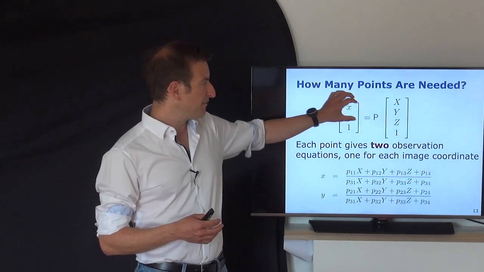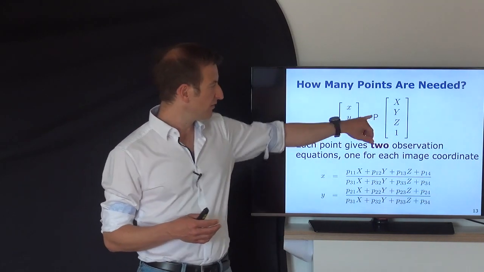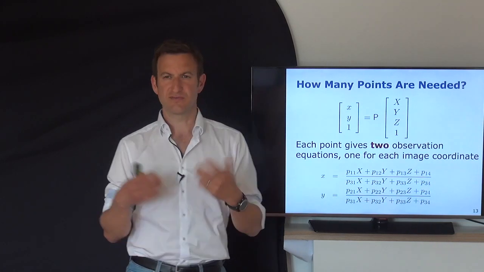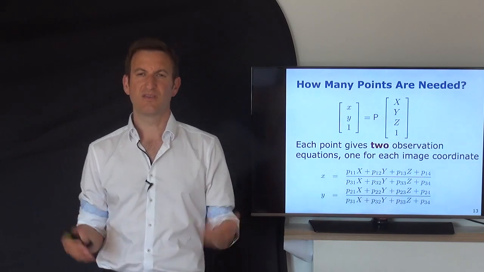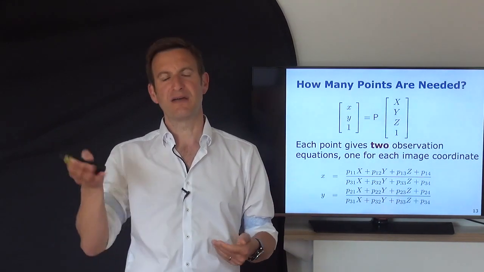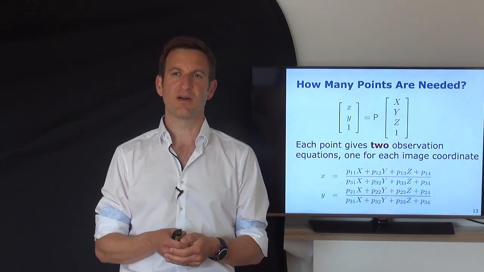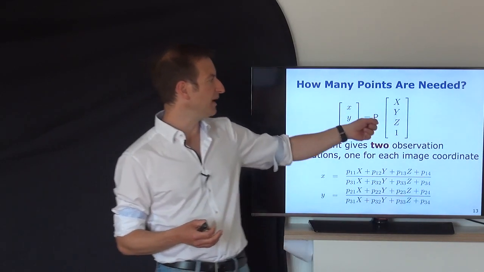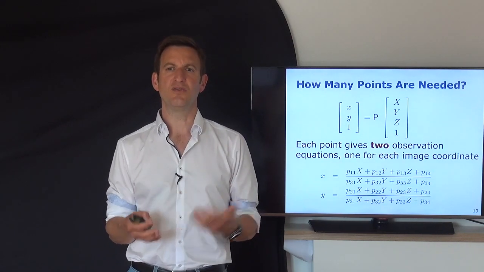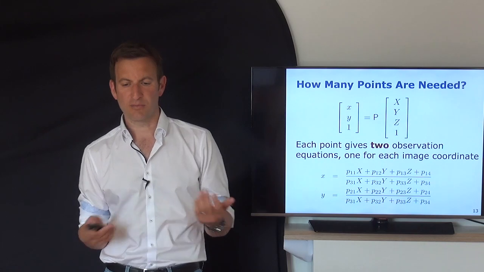So if we have 11 unknowns in here and we get two observations for every point that we see, that means we need 11 divided by 2, which would be 5.5. So we need 6 points in the environment in order to be able to estimate that P here. So at least 6 control points we need to know in order to estimate all our parameters.